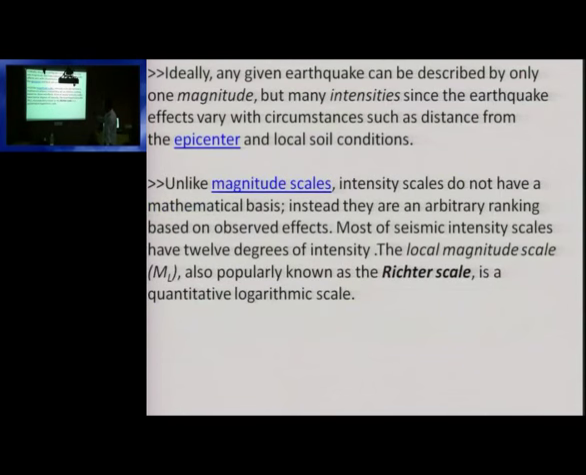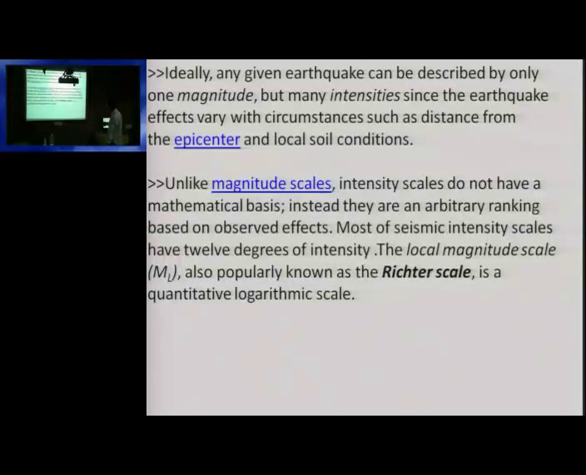But let me come here. Ideally, any given earthquake can be described by any one magnitude, but many intensities, since the earthquake effects vary with circumstances such as distance from the epicenter and local soil condition. Unlike the magnitude scale, intensity scales do not have a mathematical basis. Instead, they are an arbitrary ranking based on observed effects. Most seismic intensity scales have 12 degrees of intensity.